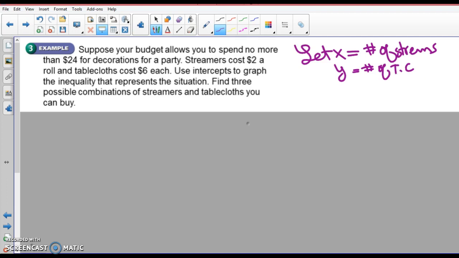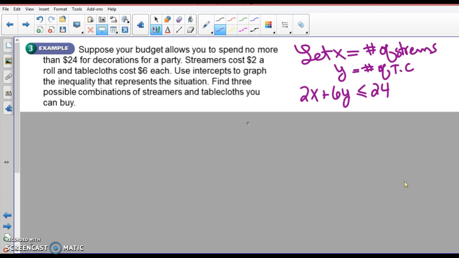Who can give me the inequality that would represent this situation? Tyson. Is Tyson right? Yes, it says no more than 24. So could I spend 24? Yes. I could spend 24 or less.